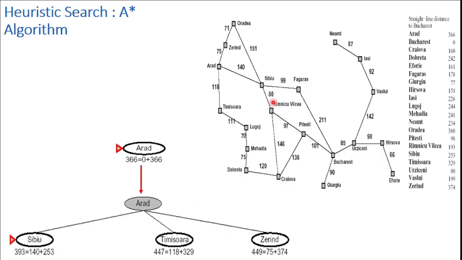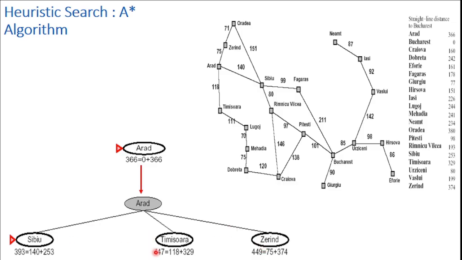And from Zerind, the actual distance from Arad to Zerind is 75. So 75 plus, from Zerind to Bucharest, the straight line distance is 374. So the actual value is 449.